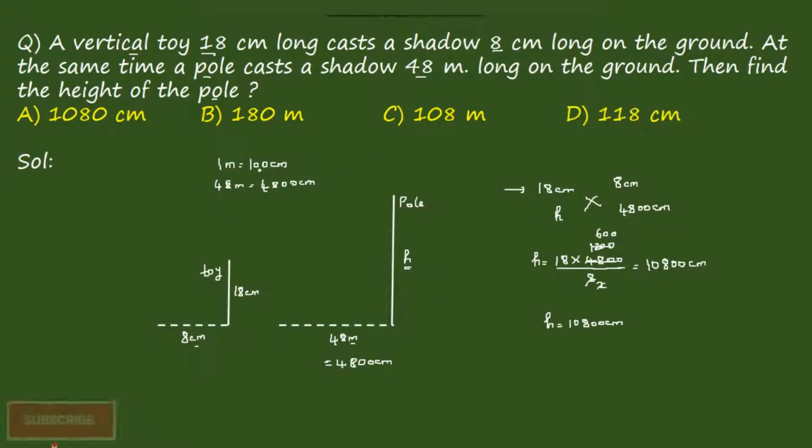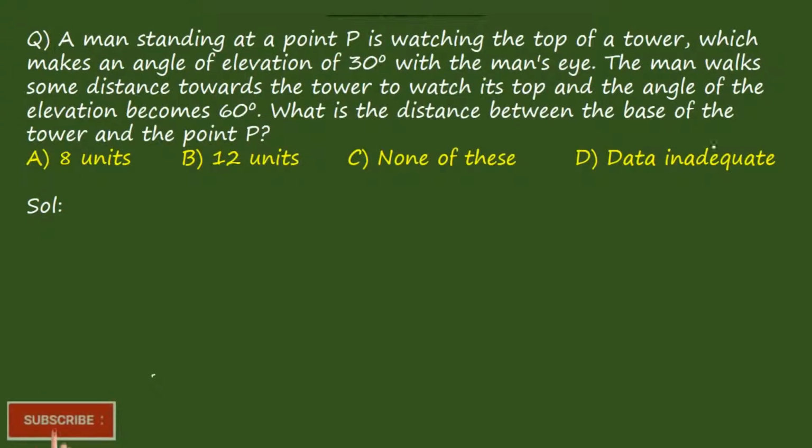We know that 100 centimeters is equal to 1 meter. Then 10800 centimeters is equal to how much? 108 meters. So the height of the pole is equal to 108 meters. Now come to the next question.